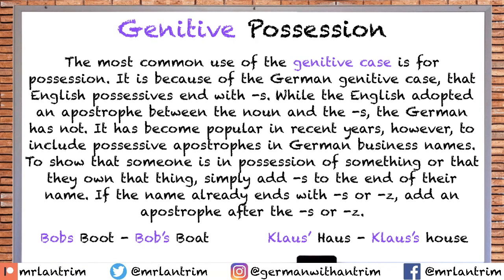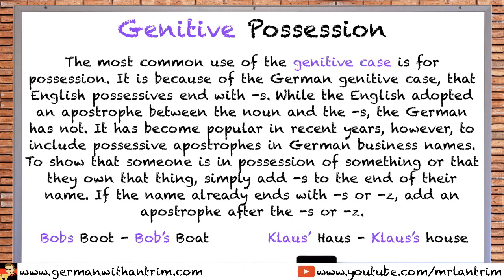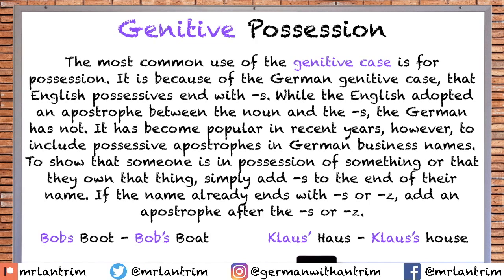If, however, the name of the person that owns something ends with either an S or a Z in their name, like Klaus, for instance, you just put an apostrophe at the end of the word. You do not add an extra S like you do in English, where it's Klaus's house. That sounds odd, but that's the way that it's done in English. In German, you just put an apostrophe and you do not add anything else. So it's just Klaus' Haus. And the apostrophe is supposed to tell you that that S there is possessive as well.